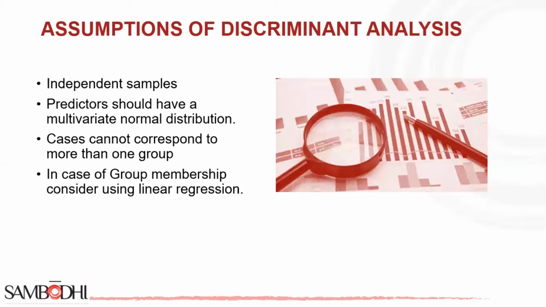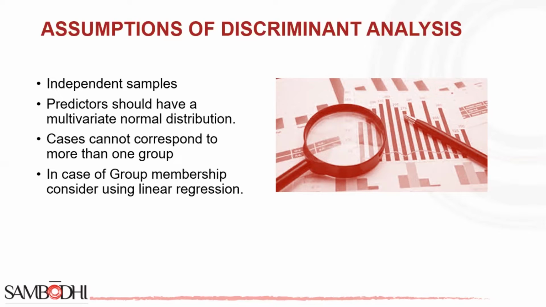So now, assumptions of discriminant analysis. Samples ought to be free from one another and independent. The variables used as predictors should have a multivariate normal distribution, and the variance-covariance matrix for each group should be the same. It is presumed that cases cannot correspond to more than one group since group membership is considered mutually exclusive. That is, no case belongs to more than one group.